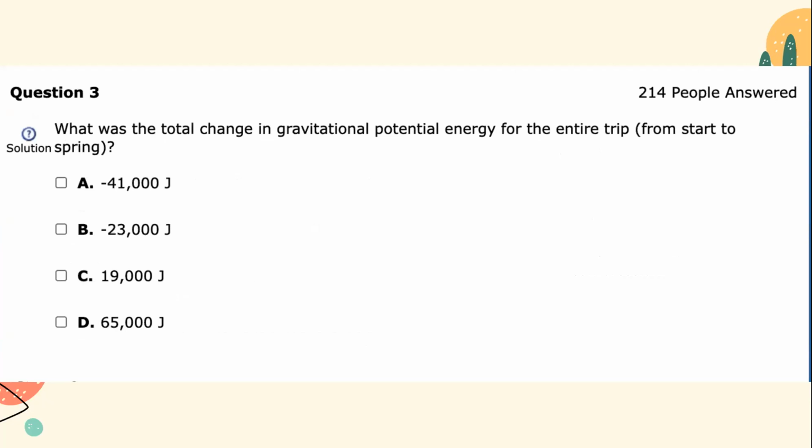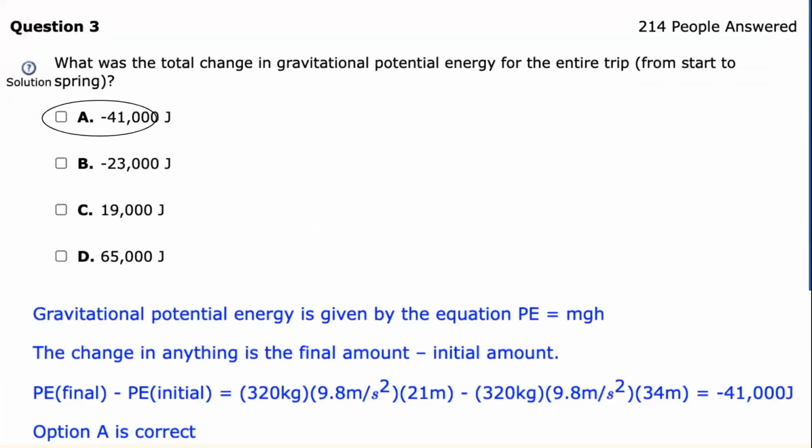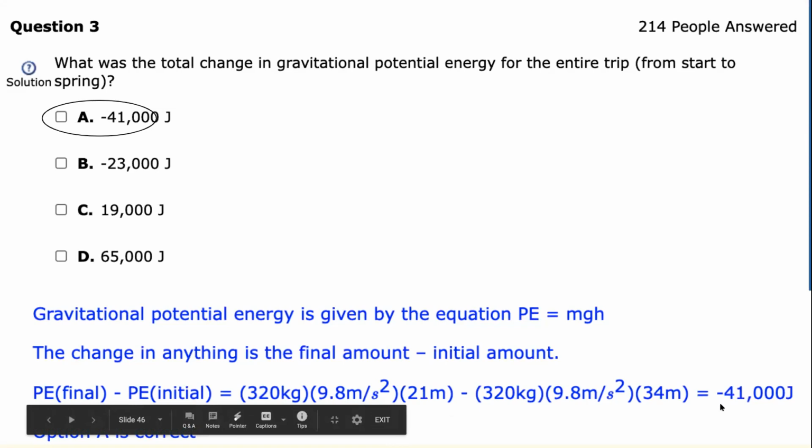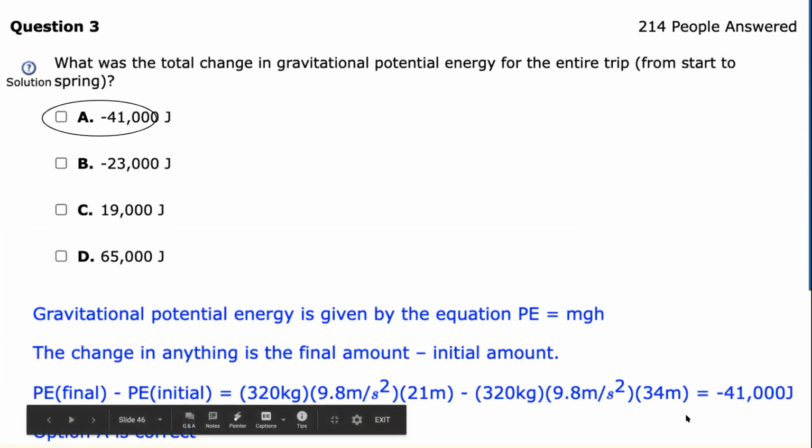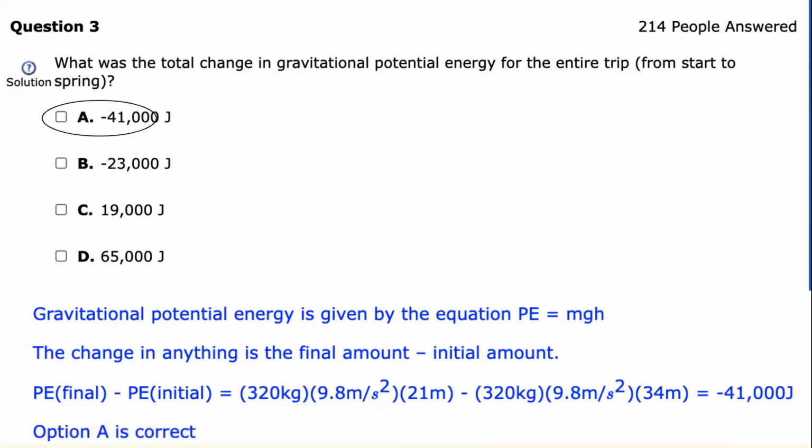Okay, so for sake of time, I'm just going to go over these, but for the gravitational potential energy, the total change would be the final minus initial, and we would plug in the same formula that we used for potential energy using mgh, and just plugging these numbers in, we would get around negative 41,000 joules. Does that make sense?